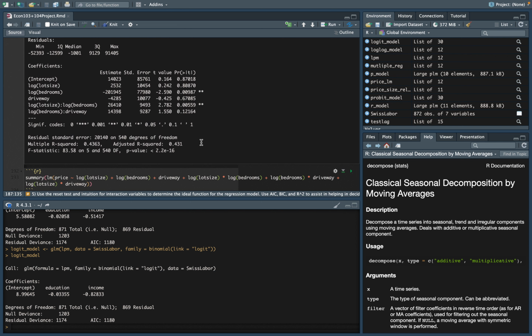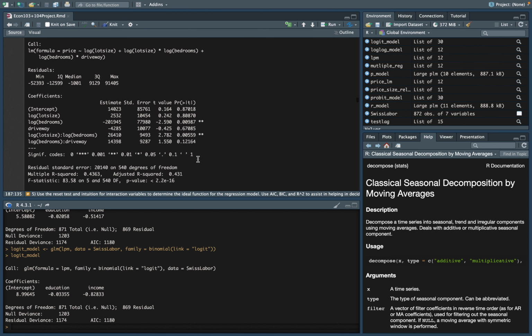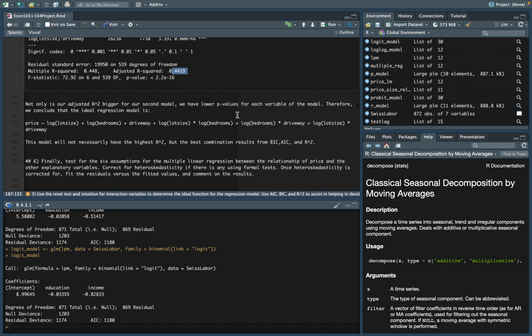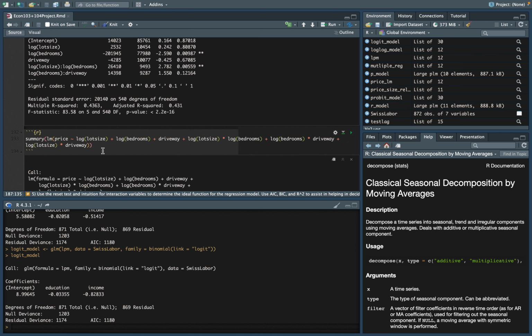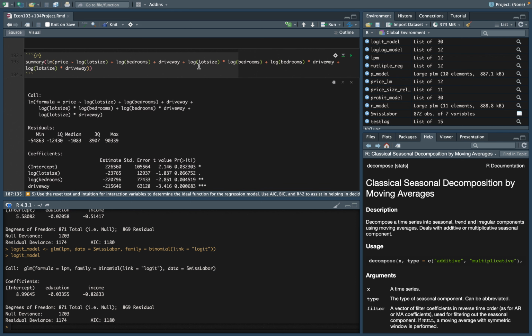Using further analysis, we might eventually determine that the first model, the one without some of these interaction variables, is preferred. But what I'm going to conclude is that the second model with all these interaction variables is preferred when it comes to determining the house price. So yeah, we included interaction variables of all variants: lot size times bedrooms, lot size times driveway, and then bedrooms times driveway.